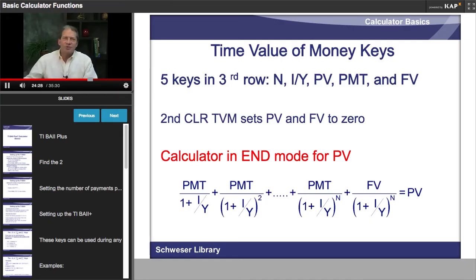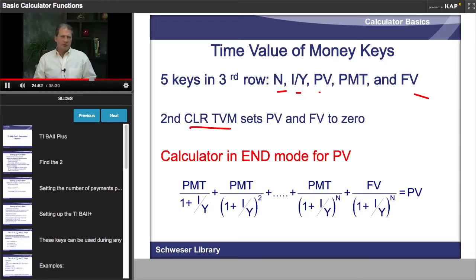Now, sometimes as a shortcut, people hit this clear time value of money, and that's out there above the FV, future value key. It's the second function of that. Now, I don't do that on my calculator because I'm always careful to put in 4 and solve for the 5th. So if you're doing that, you never have to worry about clearing it.